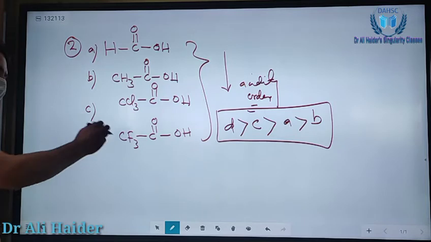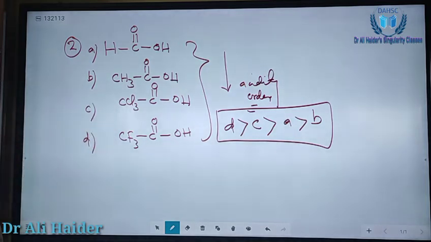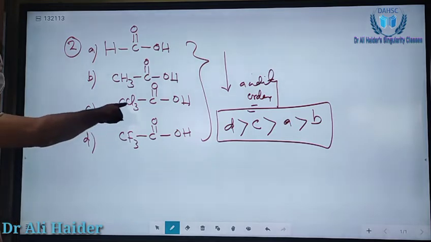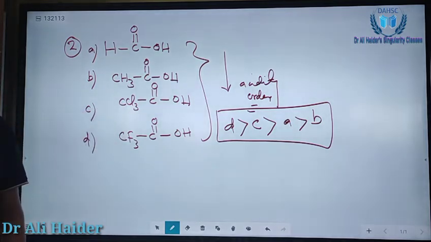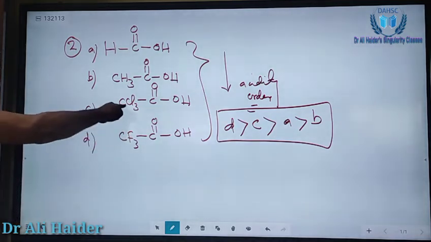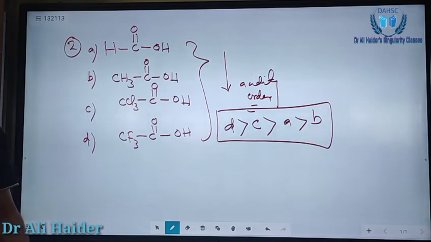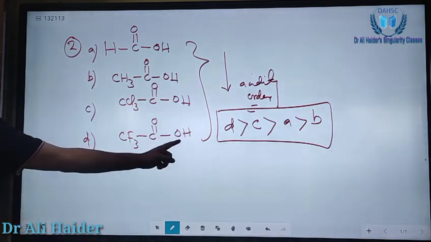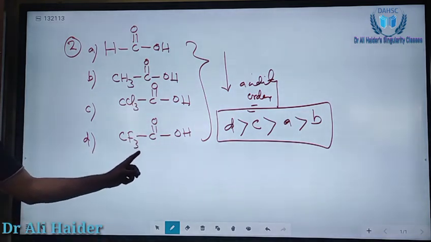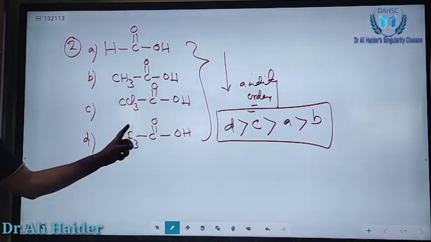Although molecule number C also has 3 chlorine atoms, which are also electron withdrawing, chlorine is weakly electronegative as compared to fluorine, because fluorine is more electronegative than chlorine. It is a strong electron withdrawing group as compared to chlorine. Because of this, the OH bond will be weaker here. So D will be highly acidic, followed by C.